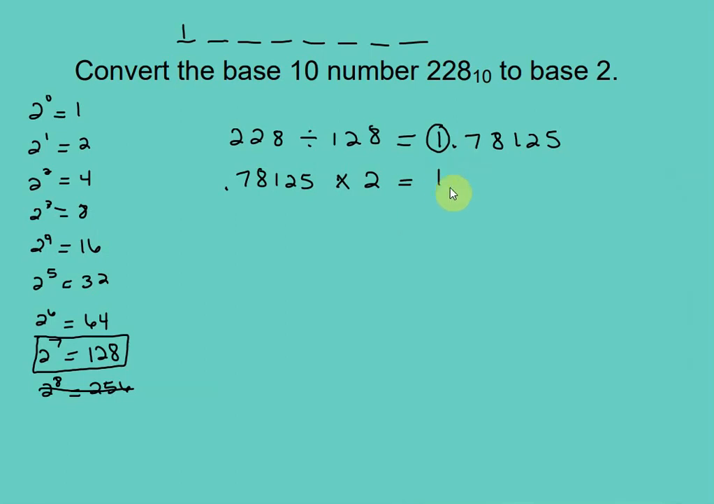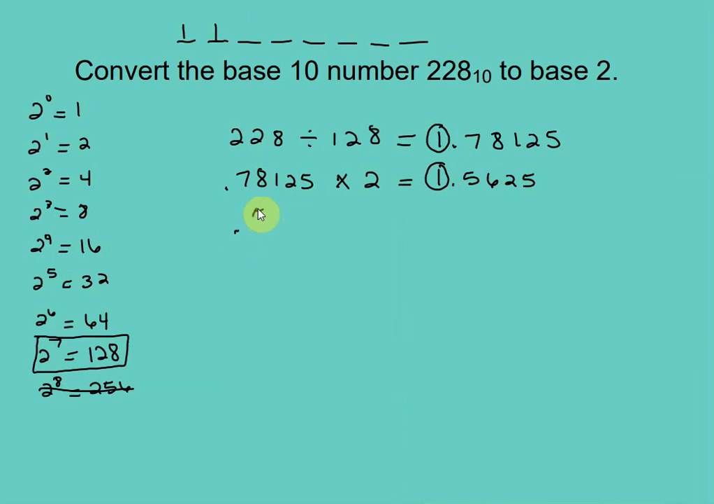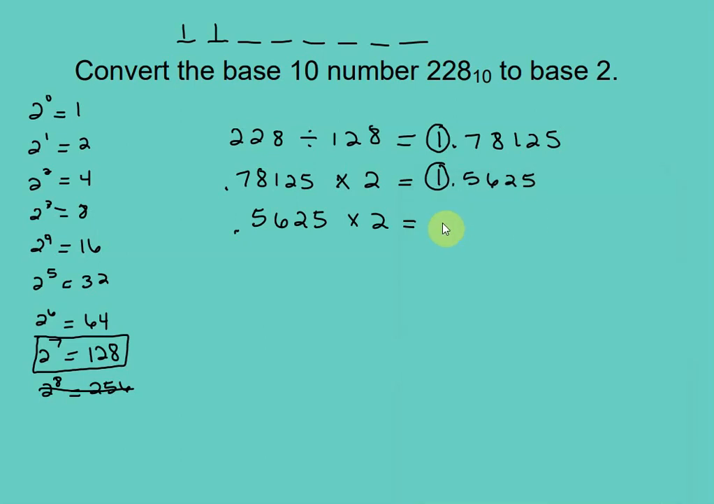1.5625. Whatever's to the left of my decimal, that's my next digit. Subtract 1, so in my calculator, I'm going to subtract 1, and I get the 0.5625. Then I multiply times 2, and I get 1.125.